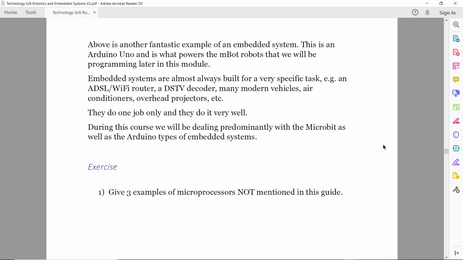Now, an embedded system is what you would usually find inside your ADSL router or your Wi-Fi router or your DSTV decoder or your dad's car. Or overhead projectors like in the classroom, anything that's built to do a task, like your mum's microwave oven, for example. It does one job, and that's to heat up food. That's all it does. It doesn't run an operating system. It's got no Windows on it or anything like that. It just heats up food.